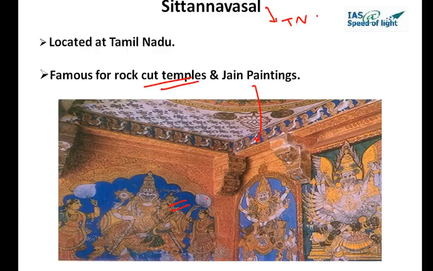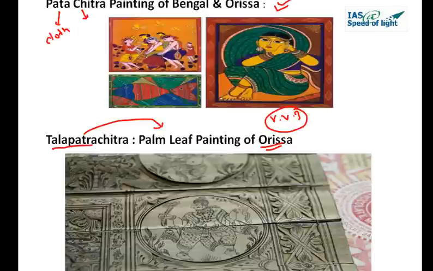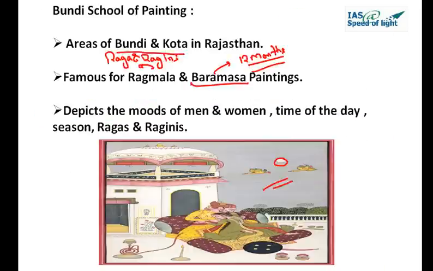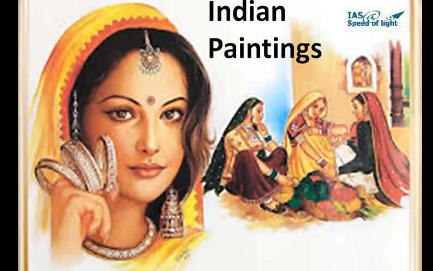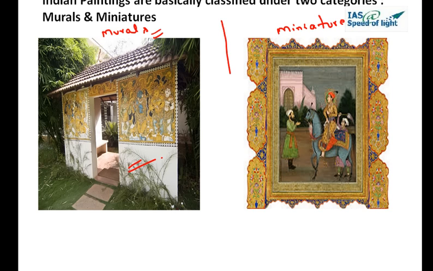Let's have a very quick recap of what we have done till now in the paintings. We have gone point to point what we need to remember. Two types of paintings, murals and the miniatures. Murals are the paintings which are done on the solid walls. Miniatures are the paintings which are done on a smaller surface. It may be a paper, it may be cloth, it may be a silk.